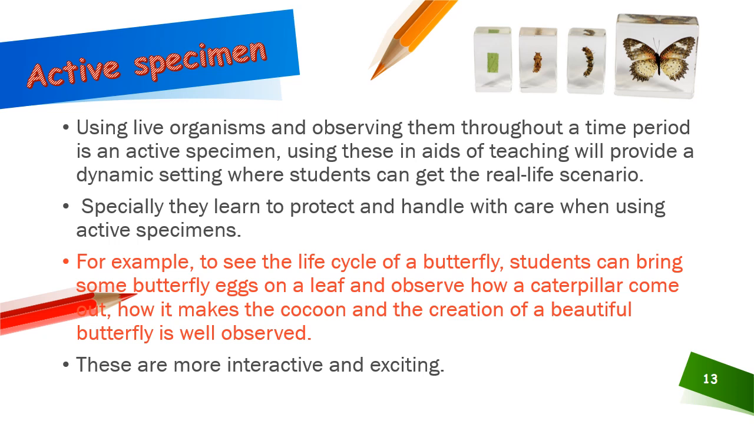For example, to see the life cycle of a butterfly, they can bring some butterfly eggs in a bottle and keep it for some days, and observe how a caterpillar comes out, how it makes a cocoon, and how a beautiful butterfly comes out. So you can see active specimens and live specimens are more interactive and exciting.